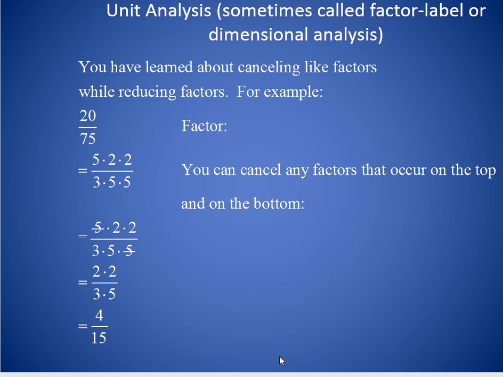Now, let's go over something called unit analysis. Sometimes it's called factor label or dimensional analysis. And I'm going to go ahead and just explain what this means. We've learned about fractions in previous courses, I'm sure, and you have probably recognized that if you have numbers like, for example, 20 over 75, you can write those out in prime form, and any numbers that occur on the top and the bottom can be canceled. So I could cancel out the 5 here and the 5 here, and multiply those things back together and get 4/15. That's not the point of this, so if you're not following, it really doesn't matter.